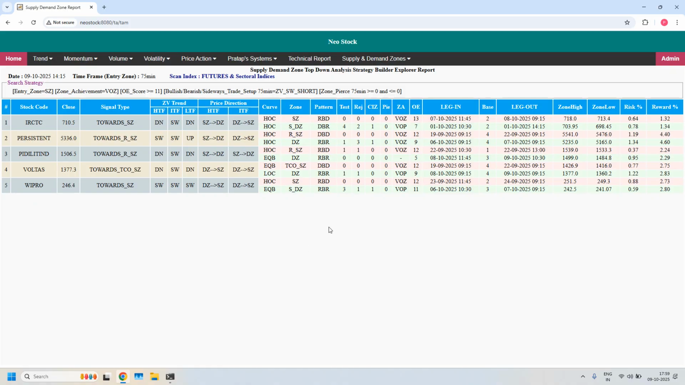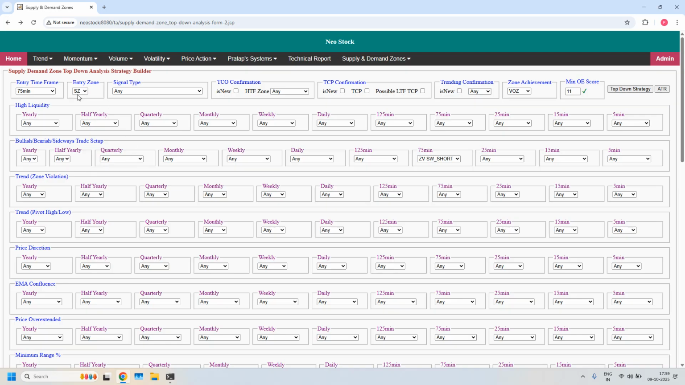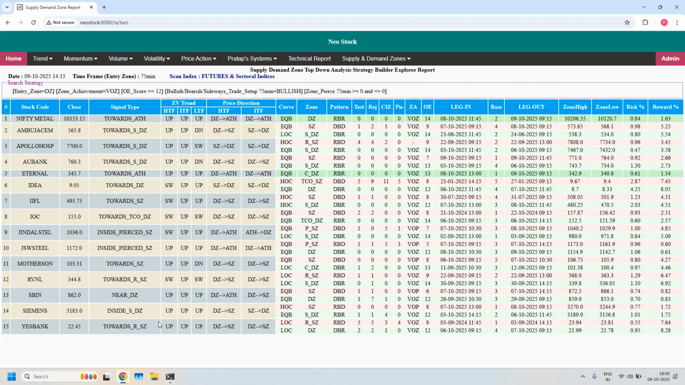Okay, next, the bullish trade setup for weekly income trade. 75 minutes demand zone, we are bullish, minimum order enhance score 12. We got 15 stocks and all the entry time frame zones are 75 minutes demand zones. Bullish trade setup for weekly income trade. Out of these 15 75 minutes demand zones, let us identify high probability trade setup 75 minutes demand zones, based on 2 different strategies that you learned in lesson 27.